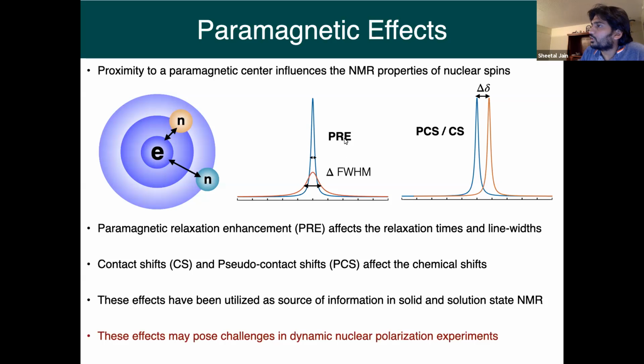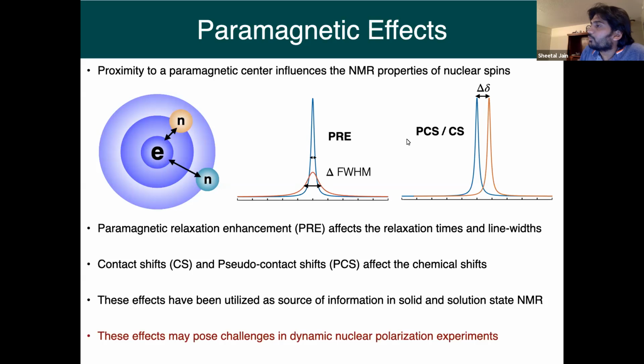One is known as paramagnetic relaxation enhancement, known as PRE, which basically means that both relaxation rates, T1 and T2, of nuclear spins become faster, and that means the line widths of the NMR spectra become broad, as shown here by this cartoon. The nuclear spins that are located far away can still have sharp lines, but as you get close to the electron spins, the lines become broad.